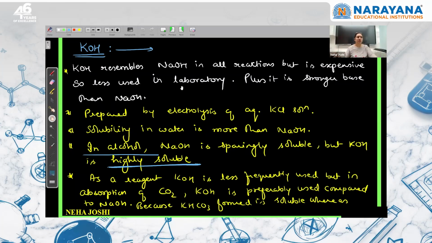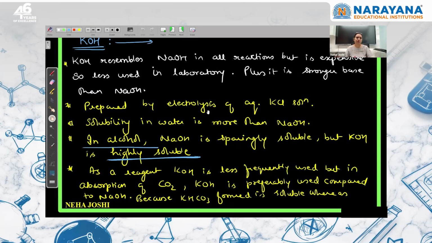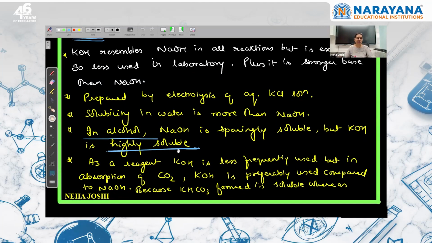Okay, just because it is expensive, so we avoid it. Moreover, it is also a much stronger base, so it will again have difficulty in handling and managing. It is prepared by electrolysis of aqueous KCl, the way we have prepared NaOH. It will be more soluble in water, in alcohol. NaOH is sparingly soluble, but KOH is highly soluble. Okay? I'm not saying it is ionizable or something. It is not ionizing alcohol, and that is not what I'm saying. I'm simply saying it is soluble.